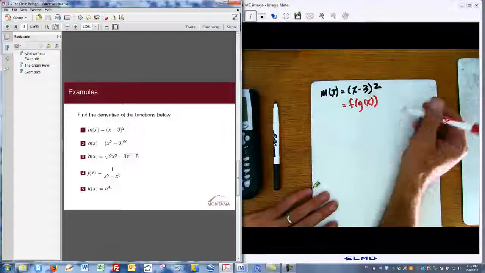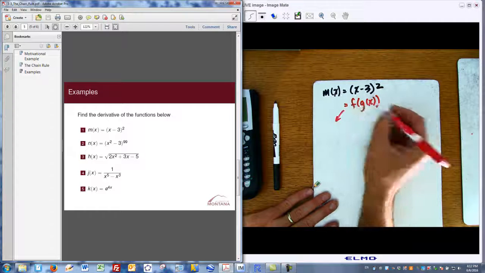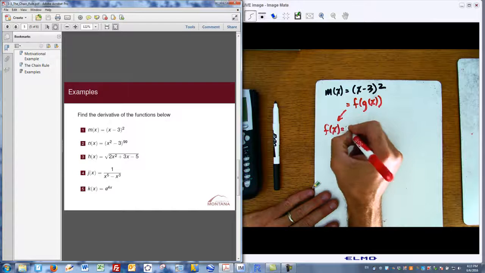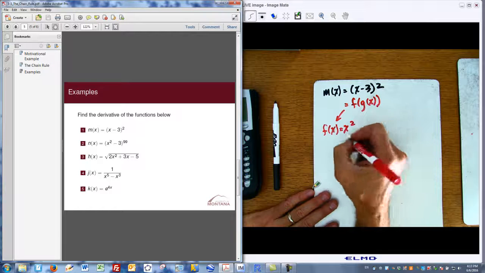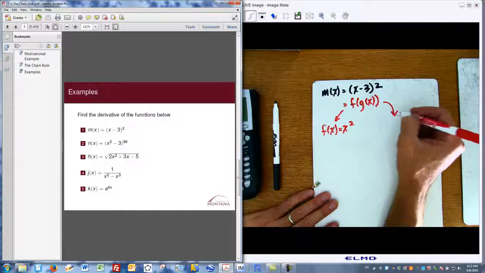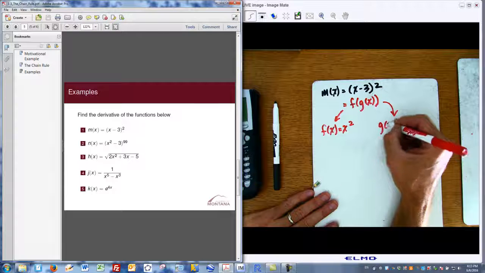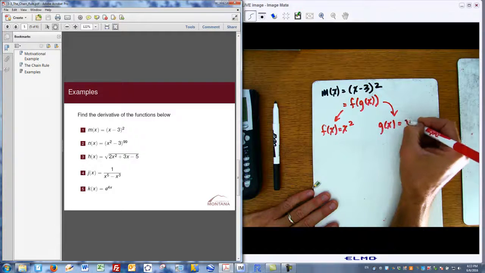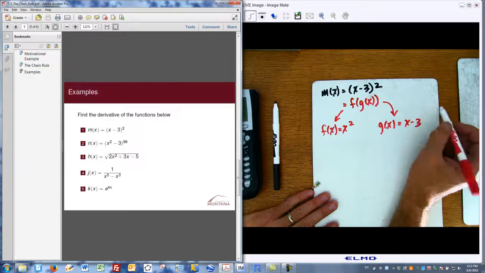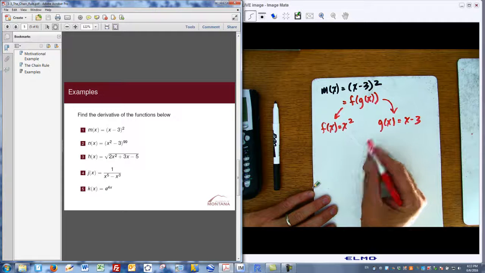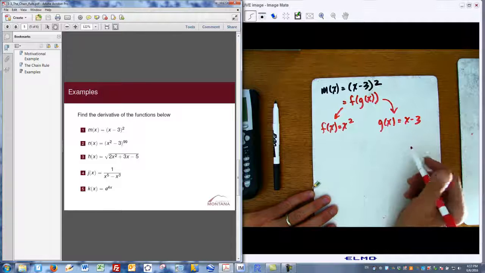And when you look at this function, you can right away see that sure, f of x, the outside function, is just x squared. It's something squared, right? And g of x is the something that's inside that's being squared. So g of x is going to be equal to x minus 3, the thing that's inside. So you should agree with me now that f of g of x is this function inside of that function, which is what m of x is.